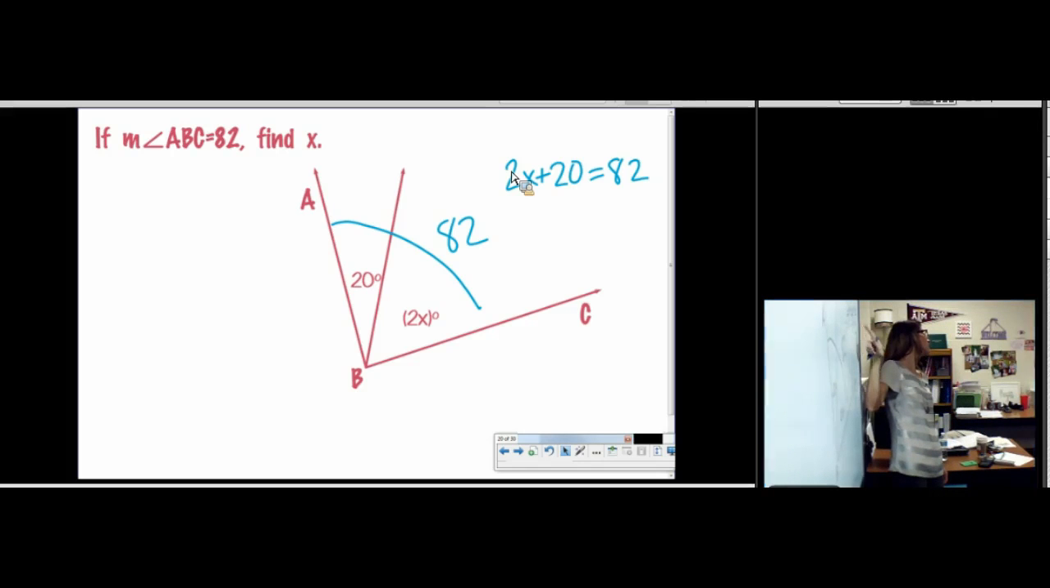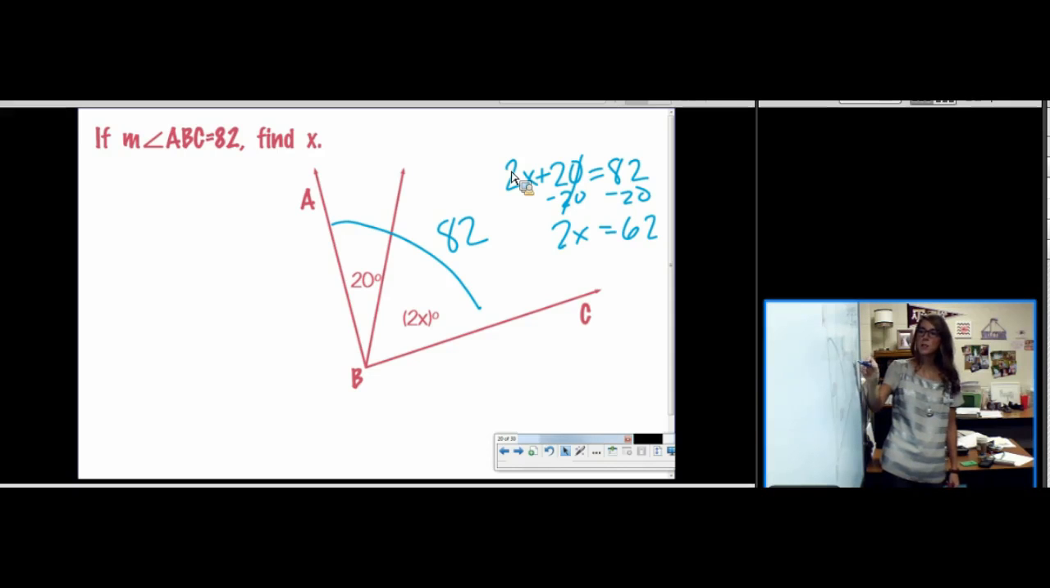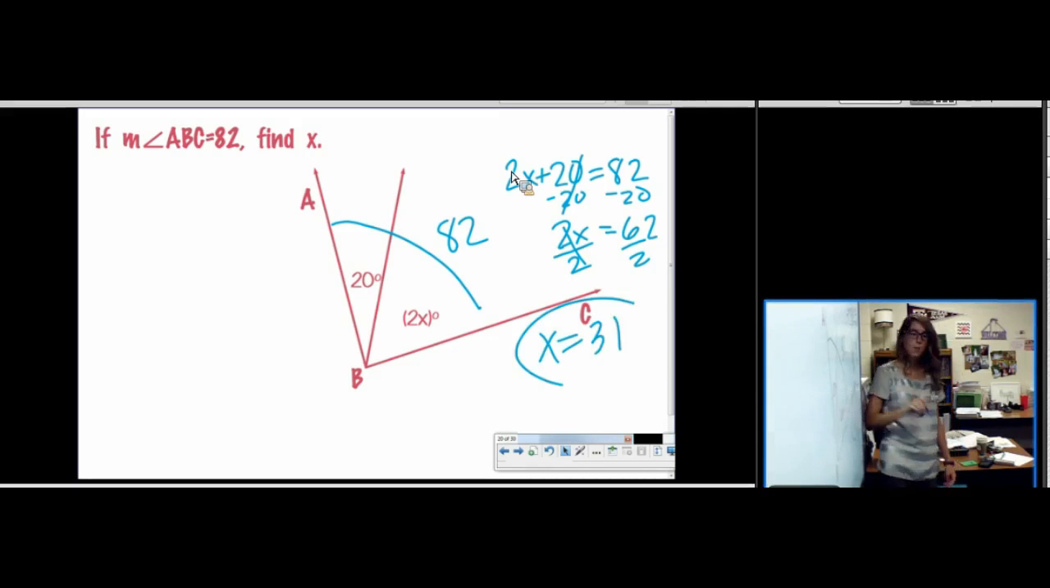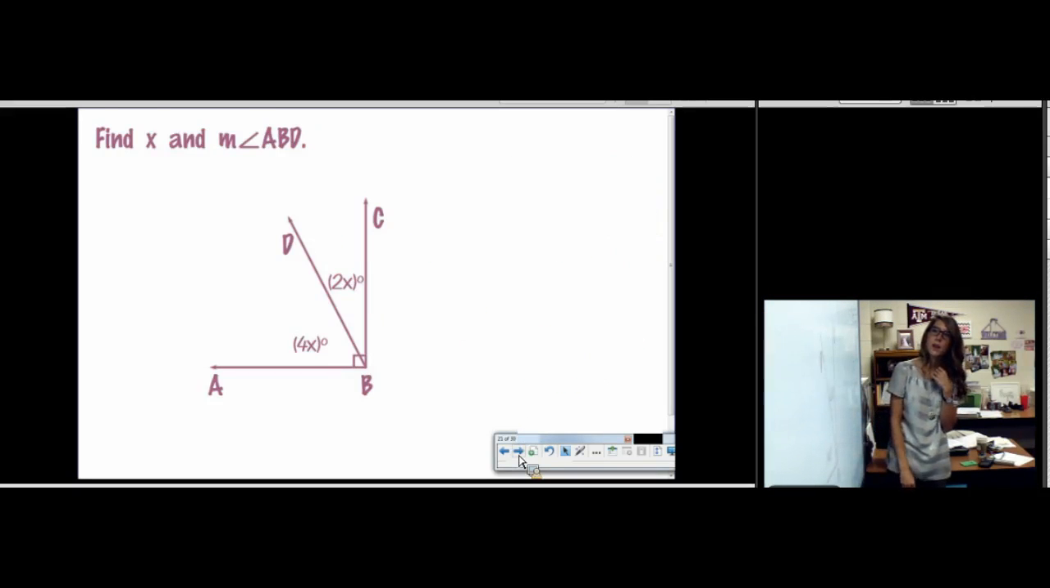Alex, are you watching? You did not have this written down. What's the opposite of plus 20? Minus 20. 2x is 62. The opposite of multiplying by 2 is divide by 2. The final answer, you didn't even have to plug it back in anywhere, was 31. Next problem. There you go.